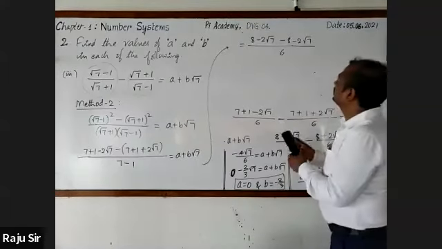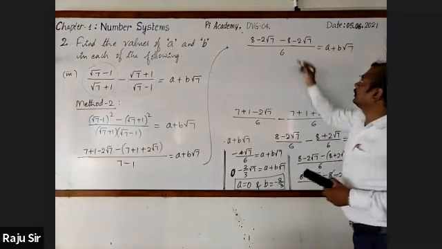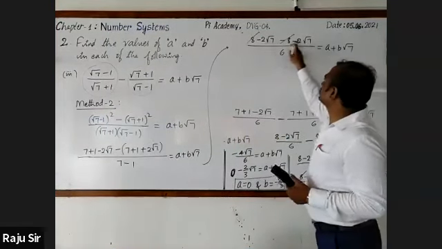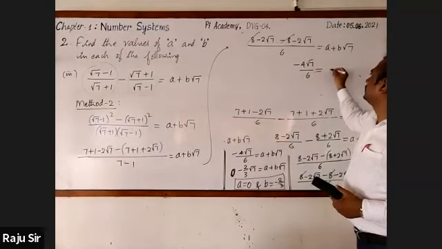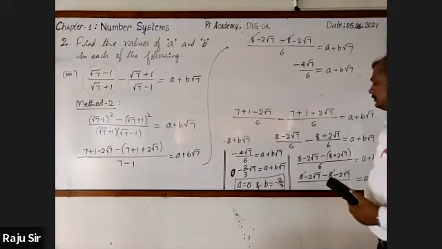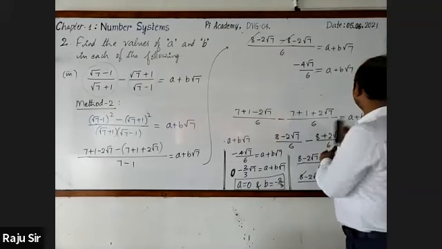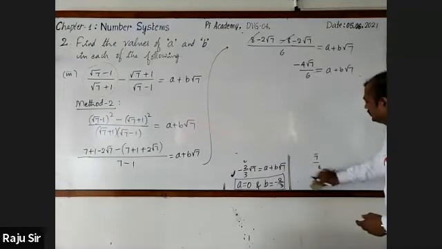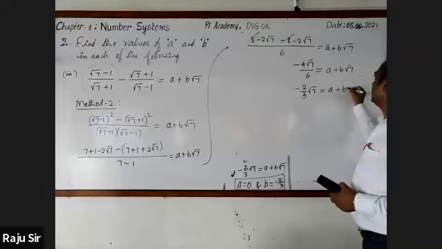Next, it is equal to a plus b into root 7. Now minus 8 plus 8 cancel out. You will get minus 2 root 7 minus 2 root 7, minus 4 into root 7 by 6. It is equal to a plus b into root 7. Now cancel it. 2 2s are 4, 2 3s are 6. Minus 2 by 3 into root 7 equal to a plus b into root 7.